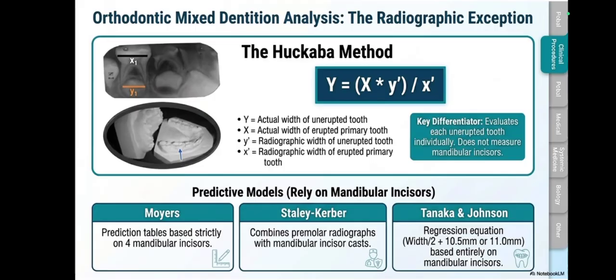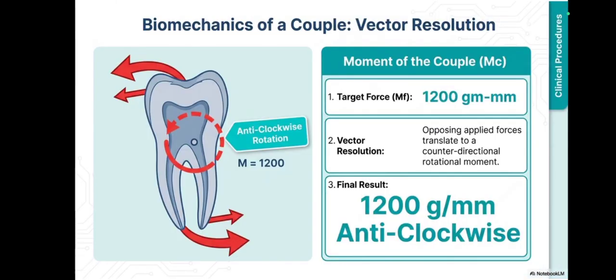Now we have another topic, biomechanics of a couple. So we look at the clinical measurements. The diagram shows a moment value of 1200 with rotational arrows curving at left at the incisal edge and right at the root apex. The movement of the couple is 1200 gram/mm anti-clockwise.